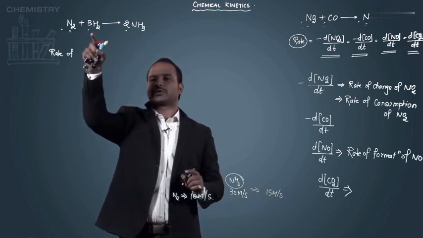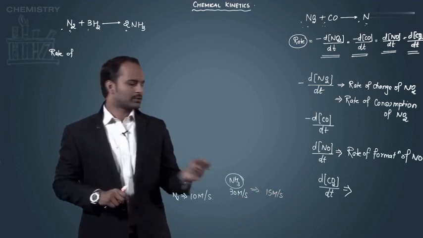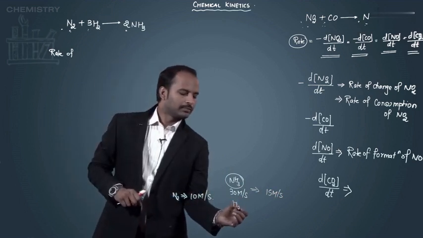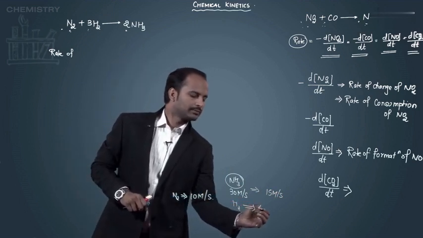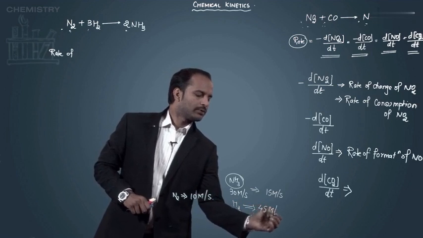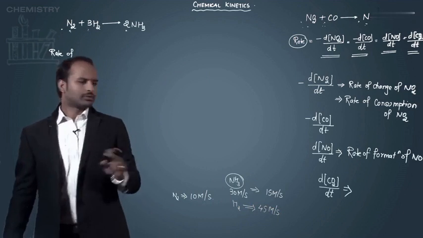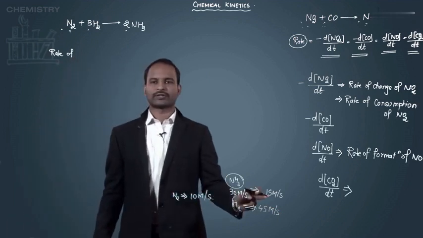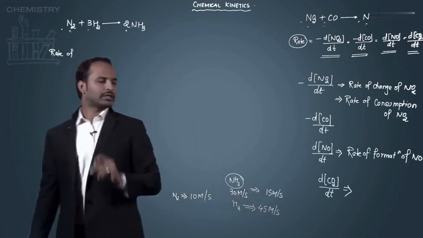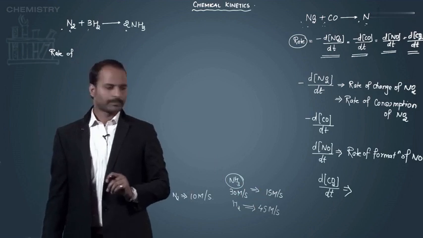15 molar per second. Hydrogen is how many moles? 3 moles. So for hydrogen it is going to be triple, that means 45 molar per second. For nitrogen it is only 1 mole. So for 1 mole of ammonia it is 15 molar per second, and for nitrogen again it is going to be 15 only.